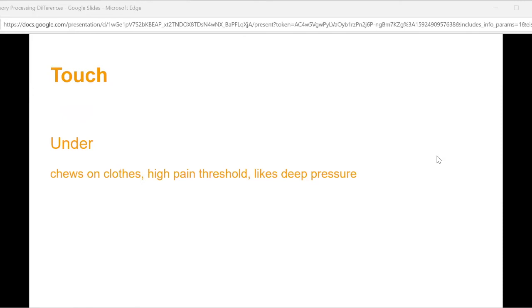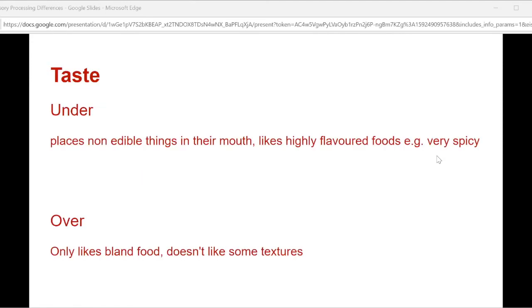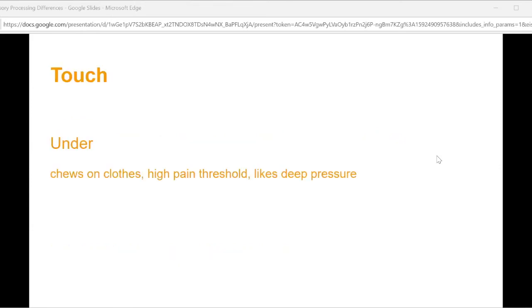Chewing, I'm just going to go back to that one actually. With the taste, you might have children that chew things quite a lot as well, because they like that texture in their mouth. So touch, they're undersensitive.